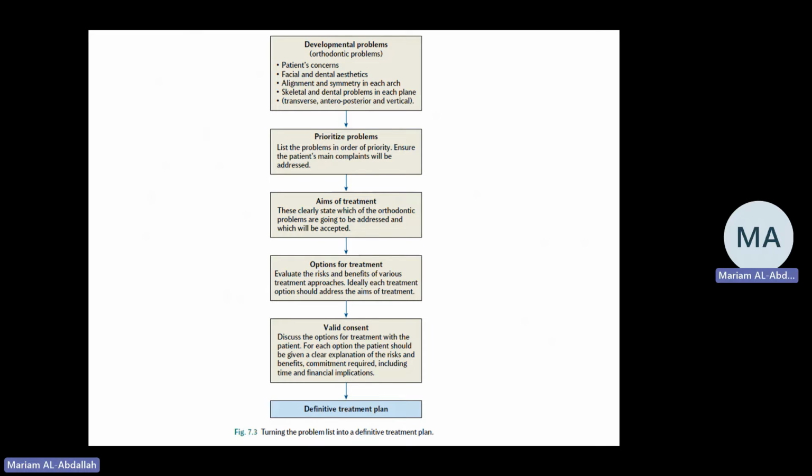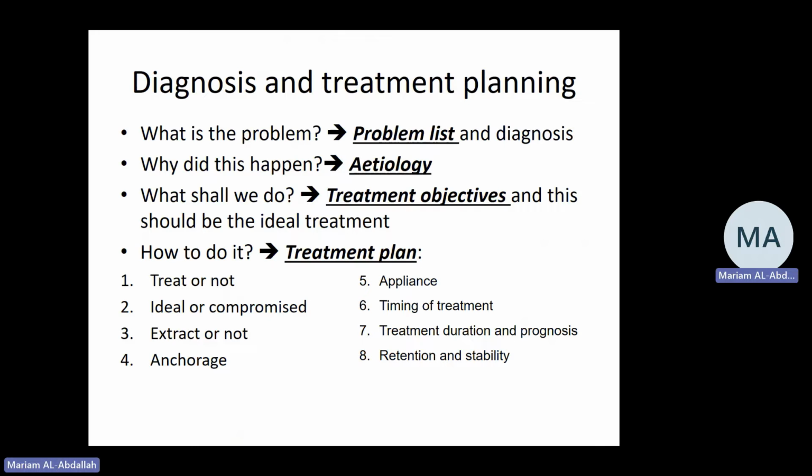Right, so once we prioritize our problem list and reach our aims, we discuss the options with the patient, and then we get consent, and we end up with our definitive treatment plan. So at this stage, we know what the problem is because I have my problem list. I know why this happened because I thought about the etiology, and I decided on my treatment objectives. Now I need to decide on my treatment plan. To be able to decide on our treatment plan, we answer these questions.